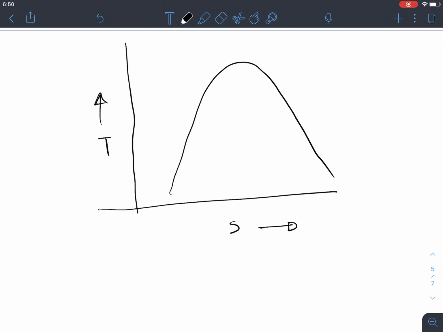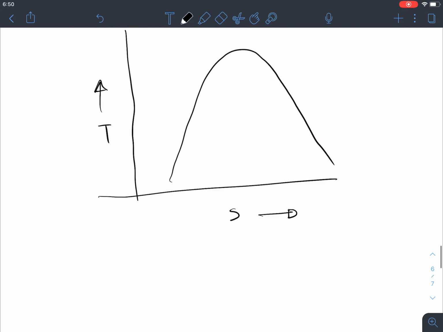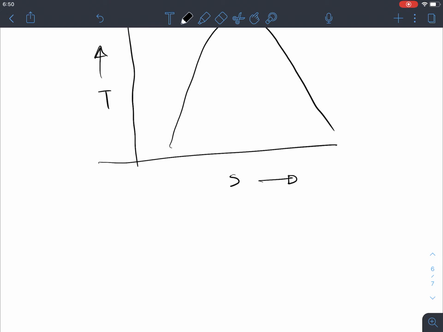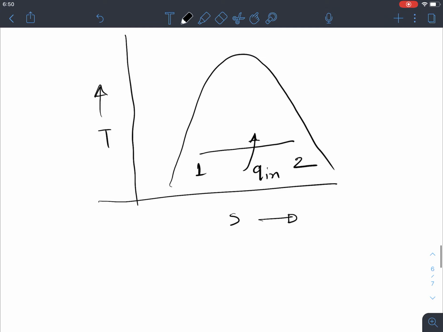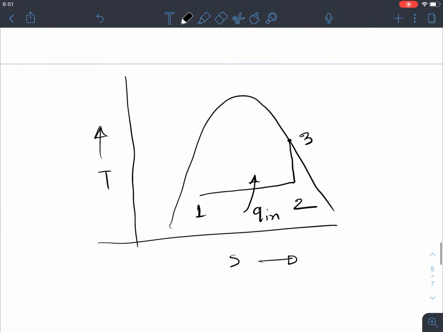So this is the saturated dome, and then basically you can see that the process 1 to 2, its heat addition is happening right here. And in this process 1 to 2, you can see it's completely in liquid phase, right? So process 1 to 2 will be basically right here, this is the heat addition. Okay, and then 2 to 3 right here, it's compression, right? Temperature and pressure is slightly increasing.